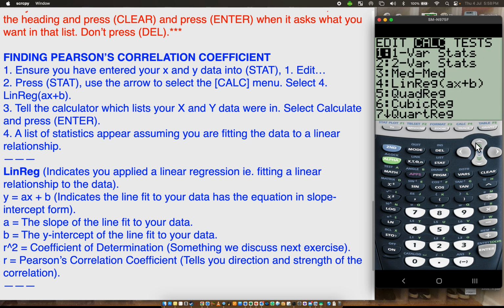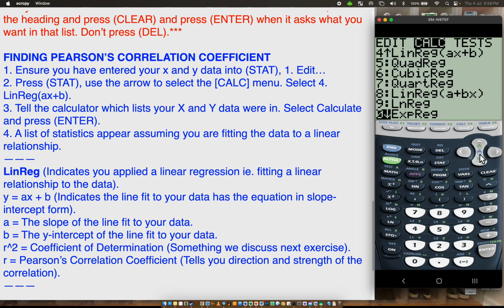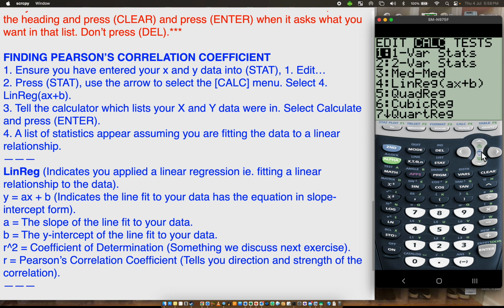So this Samsung keeps skipping down. Your calculator is not going to do that. It's just my Samsung having a heart attack here. Skip to linreg AX plus B. Please do not select A plus BX. That'll be confusing for you. Number 4, linreg. And what you're asking the calculator to do is, can you apply linear regression, which is fitting a line relationship to the data that you put into stat edit. Okay? So you press enter there.